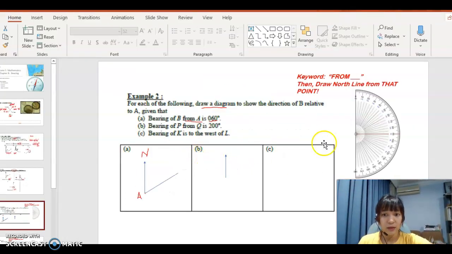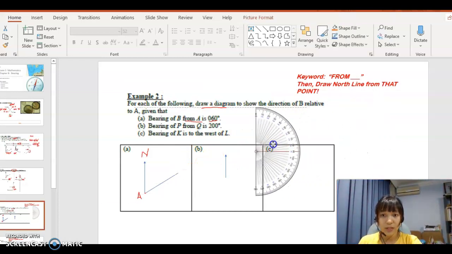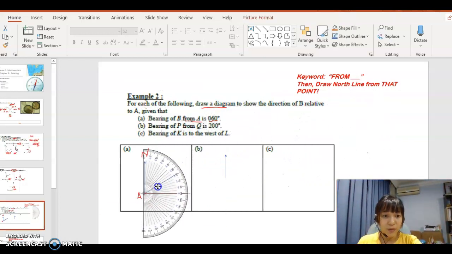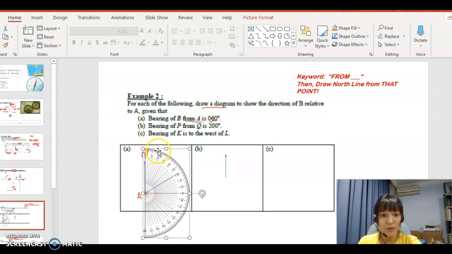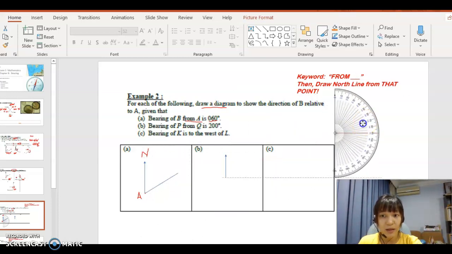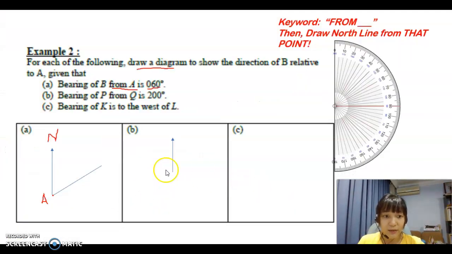Okay, so this is your protractor. I'm going to move it. You have to measure 60 degrees, right? Your point A is the center, and this is 0 degrees. Then you're going to find 60. 0 to 60 is here. So you put a dot here, you use pencil or pen, then you draw the line. Draw this line.